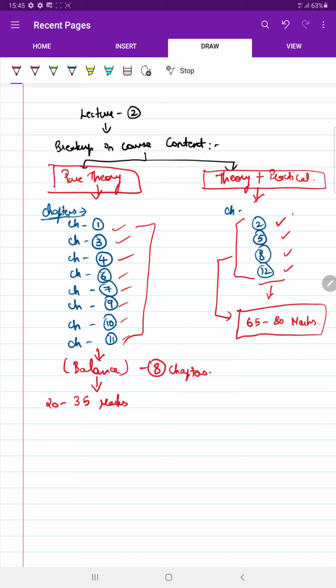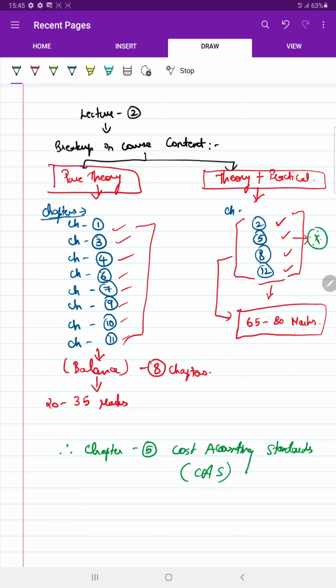And in these 4 chapters also, you should give more importance to chapter number 5. I am highlighting it here in a different color for you. Chapter number 5, cost accounting standards, in short CAS, is a very important chapter.